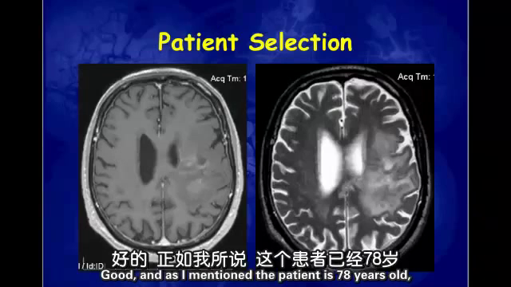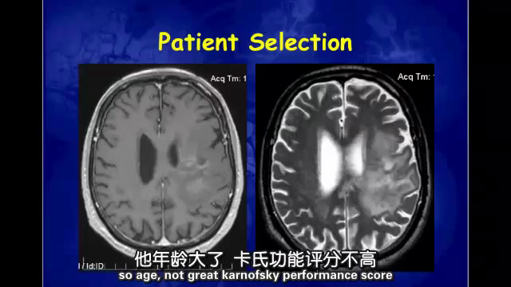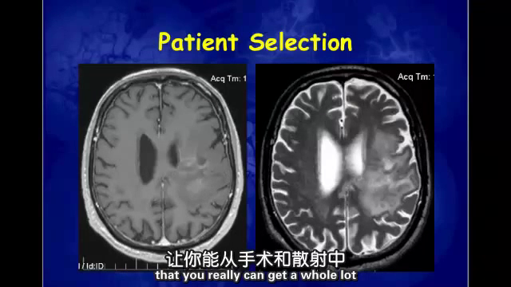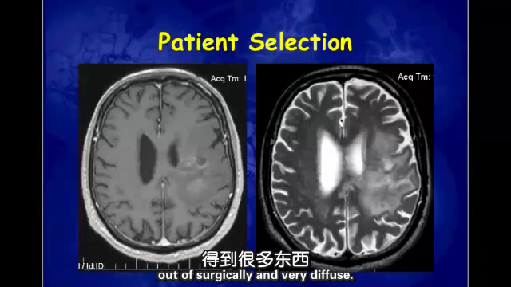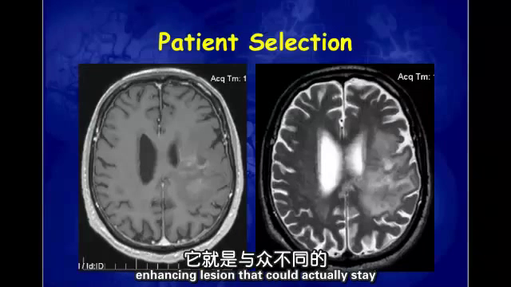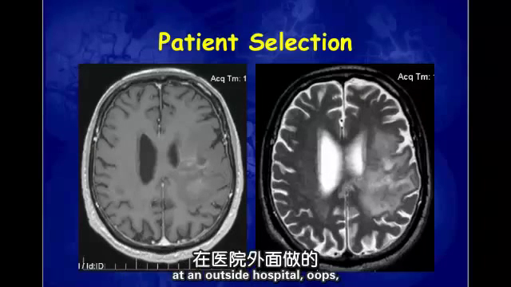Good. And as I mentioned, the patient's 78 years old. So age, not great Karnofsky performance scoring, not really a focal lesion that you can get a whole lot out of surgically, and very diffuse. It's different if it were a contrast enhancing lesion that you could actually stay within, but this is a very diffuse area. So basically this patient actually had a biopsy at an outside hospital.